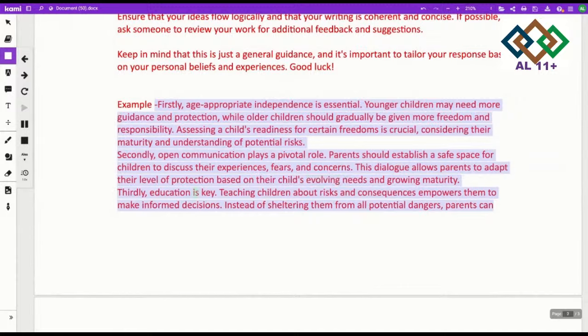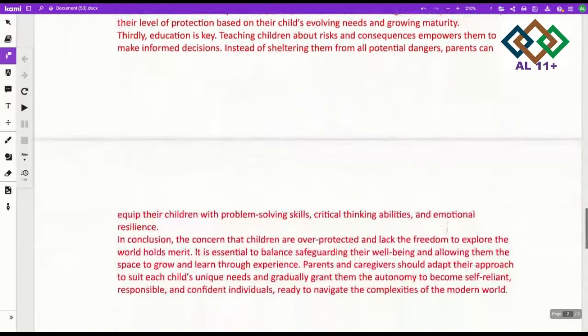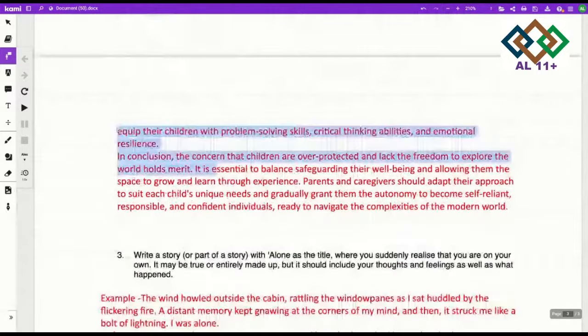Thirdly, education is key. Teaching children about risks and consequences empowers them to make informed decisions. Instead of sheltering them from all potential dangers, parents can equip their children with problem-solving skills, critical thinking abilities, and emotional resilience.